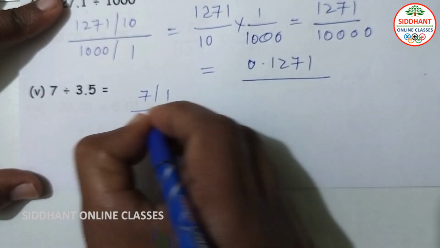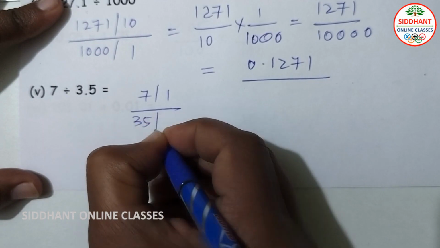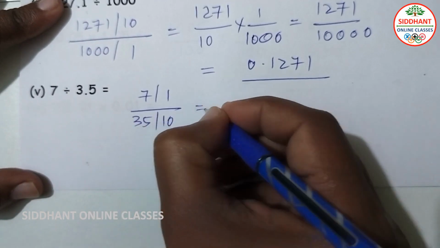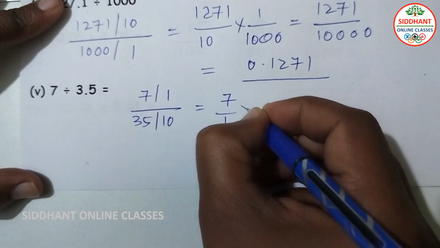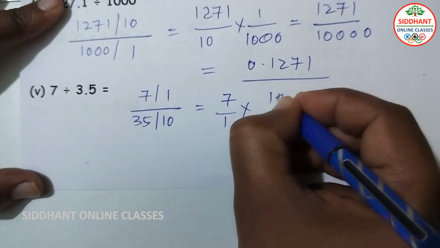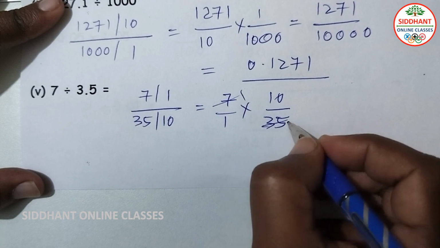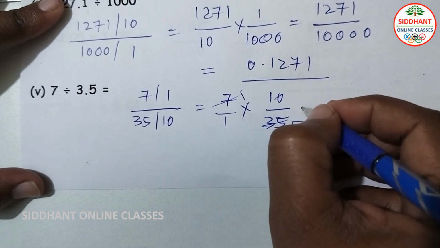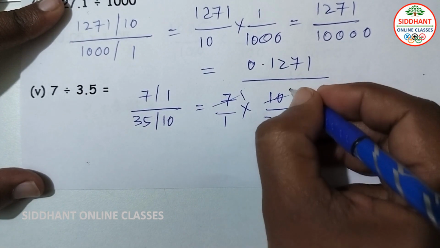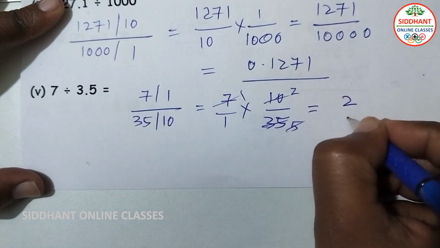Fifth one, 7 divided by 3.5. 7 by 1 divided by 35 by 10, that equals 7 by 1 into 10 by 35. 7 1 7, 7 5s, 5 here 2 times, that equals 2.